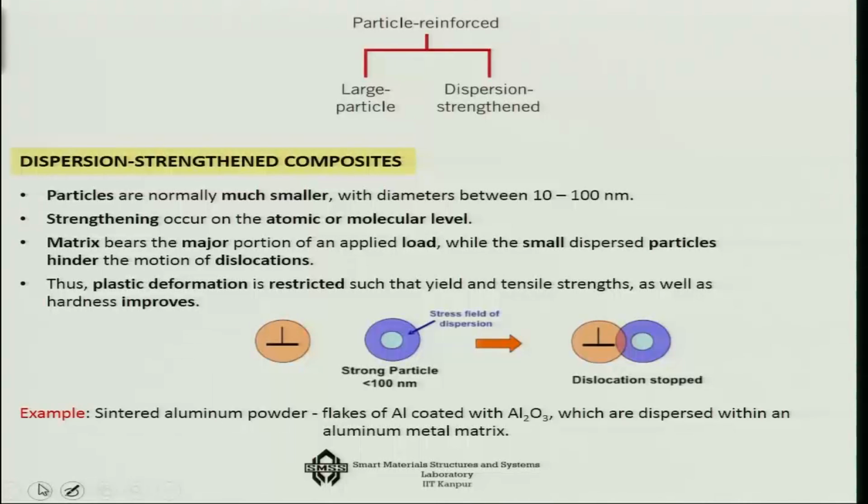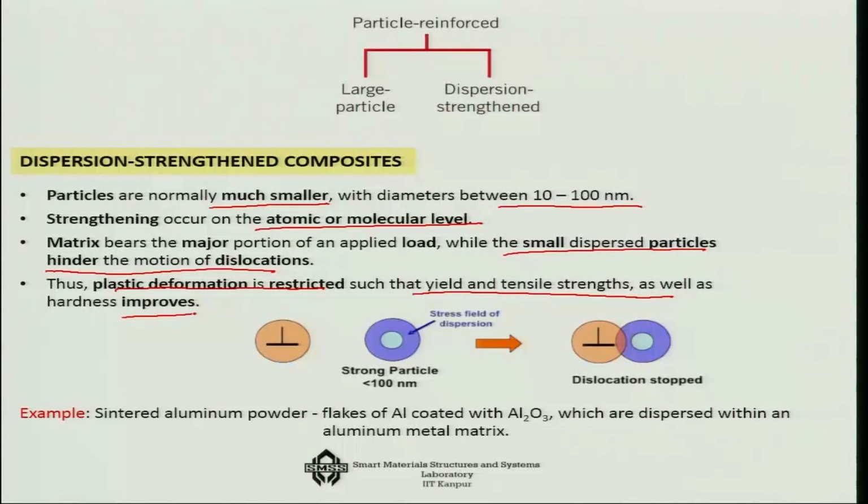These are, like I told you, something like nano composites. Here particles are very, very small, something like 10 to 100 nanometer, and here the strengthening occurs on the atomic or molecular level. The matrix bears the major portion of the applied load, while the small dispersed particles hinder the motion of the dislocations. So, thus plastic deformation is restricted because the dislocation movement is hindered, and this yields a good improvement in the tensile strength as well as the hardness.